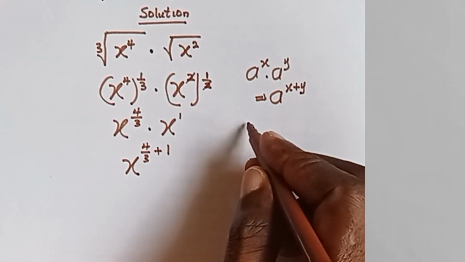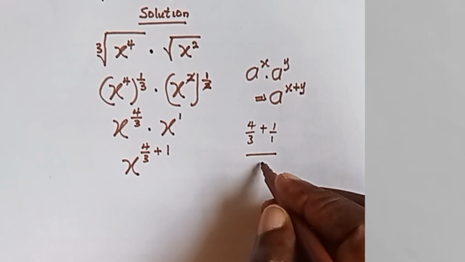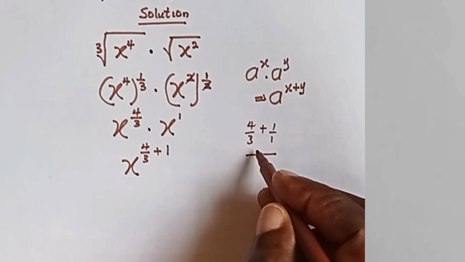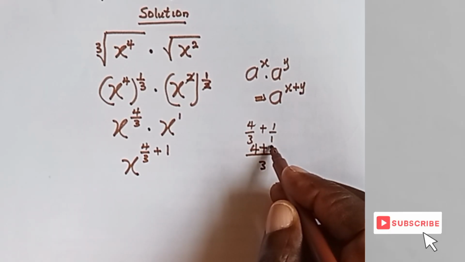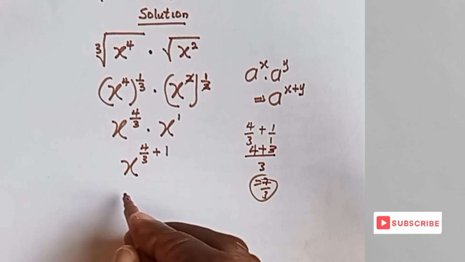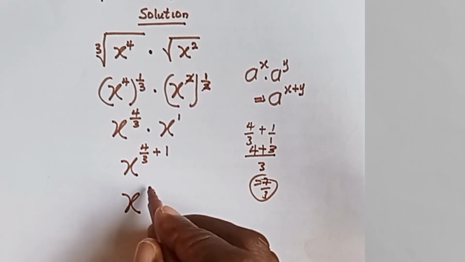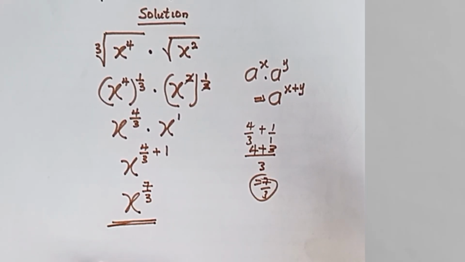Let's do it here. 4 over 3 plus 1 over 1. The LCM is 3. How many 3s can we see? 1 times 4 is 4. How many 1s can we see in 3? 3 times 1 is 3. So we have 7 over 3. Alright, so x raised to the power 7 over 3. This is the answer in exponential form.